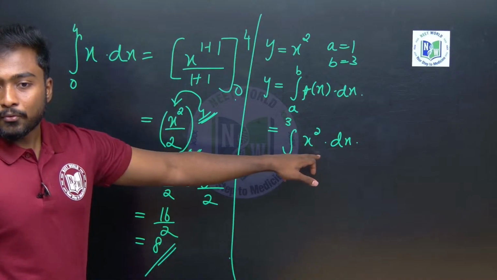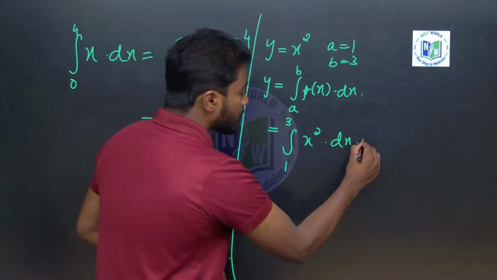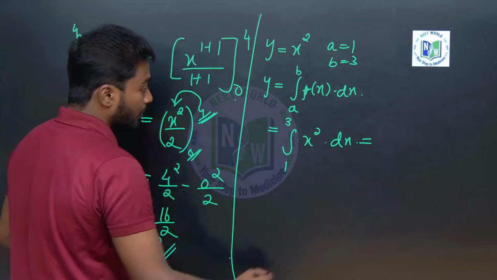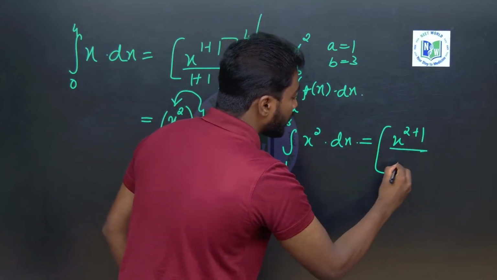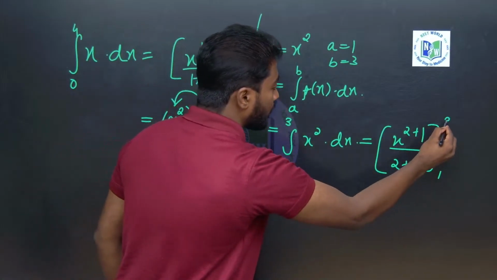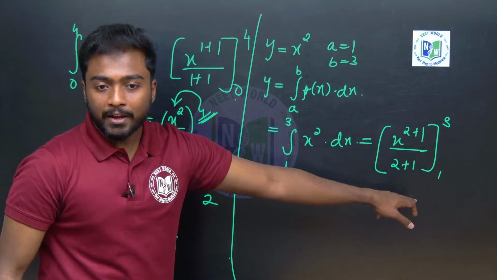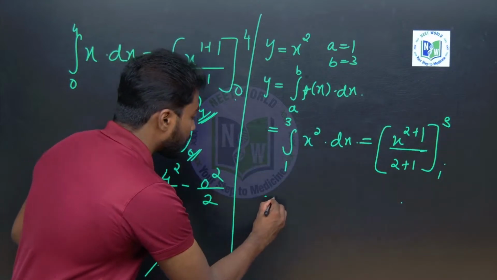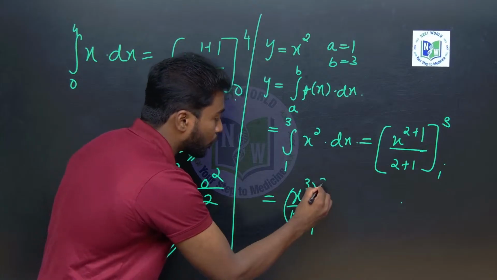This is in the form of x power n. N is nothing but 2 here. So integral, or I will write open bracket x power 2 plus 1 by 2 plus 1 close the bracket, the limits are from 1 to 3. Now I can say that it is x cube by 3, the limits are from 1 to 3.